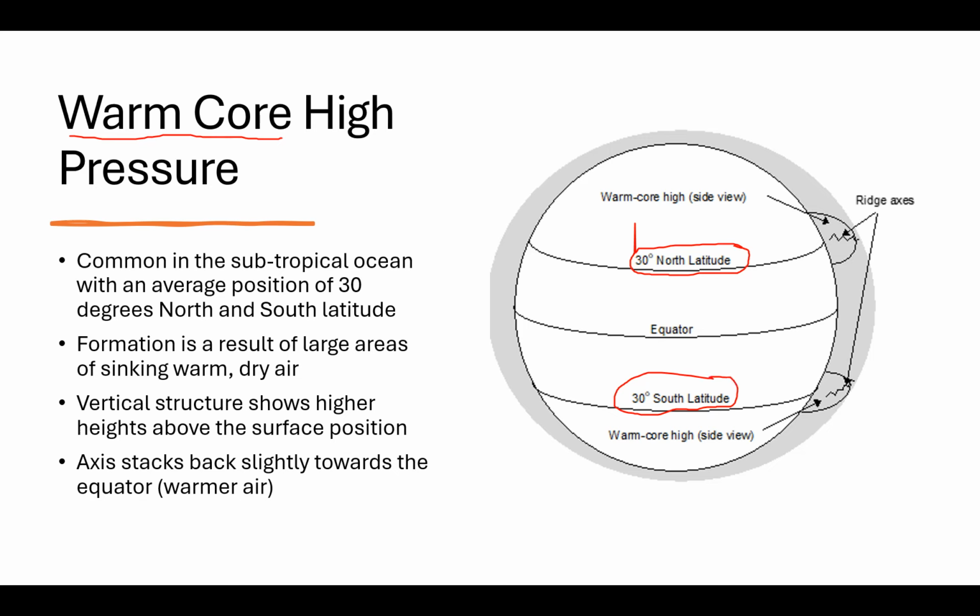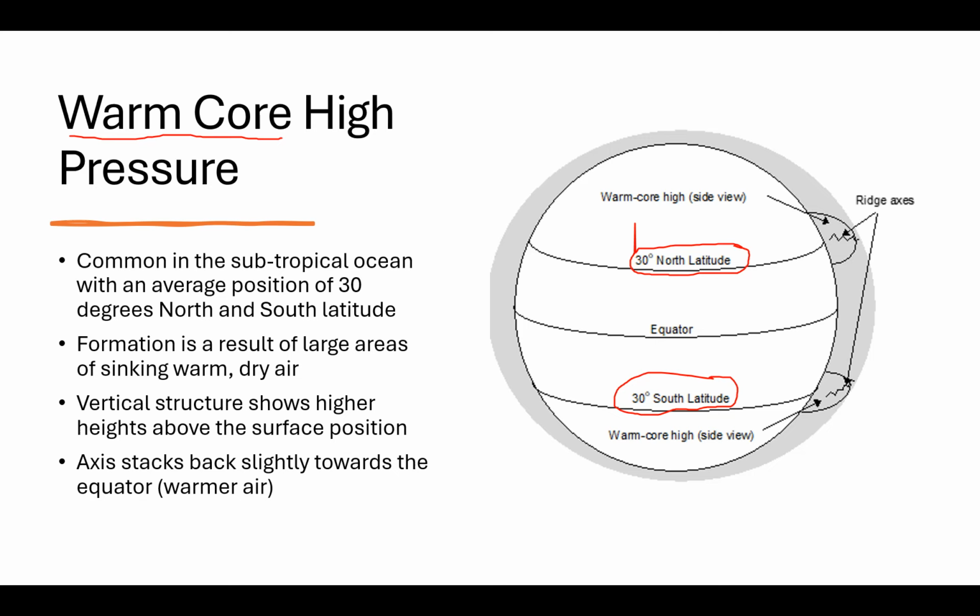This formation, again, is a result of large areas of sinking warm, dry air, and its vertical structure generally shows higher heights above the surface position, which makes a lot of sense. You get higher heights, which are going to be associated with warmer temperatures, a warm core above the surface position of the high. The axis of this high pressure system from the surface aloft is going to stack back slightly towards the equator or the warmer air.